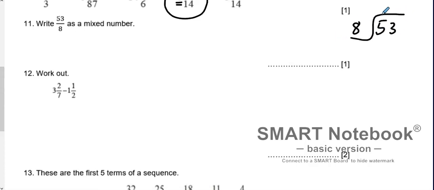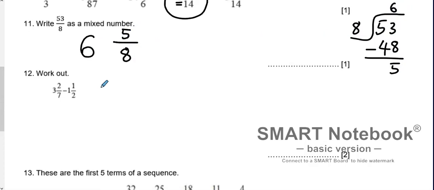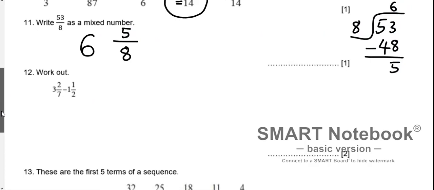53 divided by 8, this becomes... 56 by 6, this will be 48. When you subtract that, you'll be getting 5 there. Okay, so the answer will be 6, and the remainder is 5 over 8. Okay, I hope that is clear.